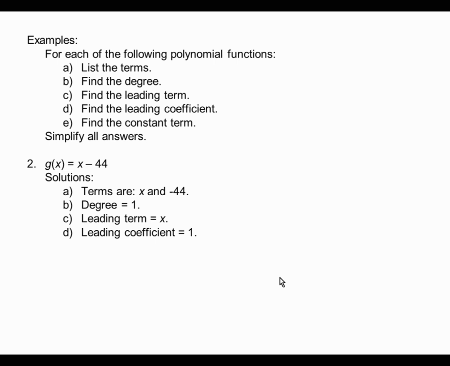And then for part E, the constant term, the term that does not have a variable, negative 44. Our constant term is negative 44. Remember, that minus sign does belong to 44. Don't lose it.